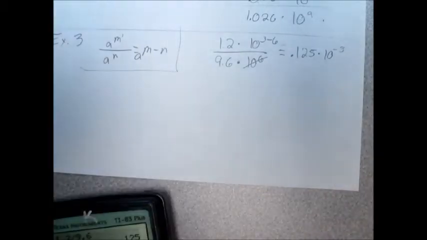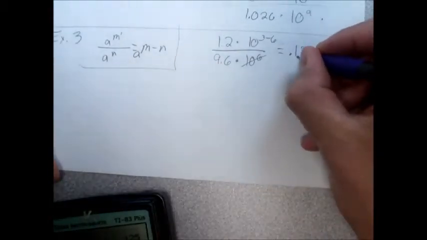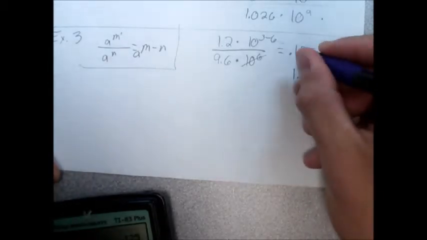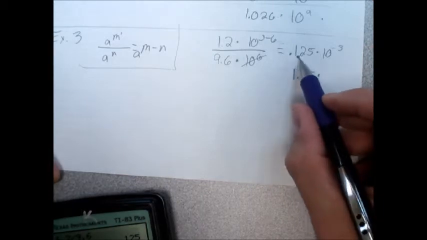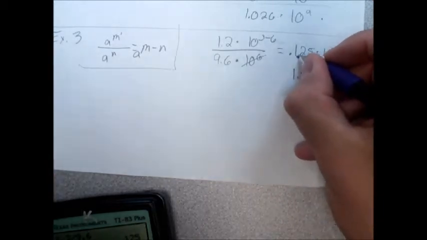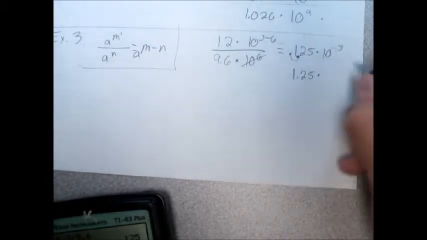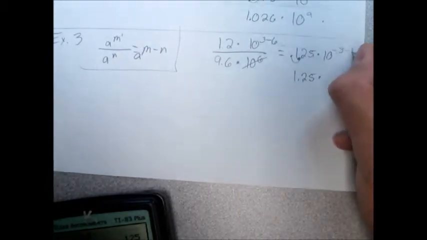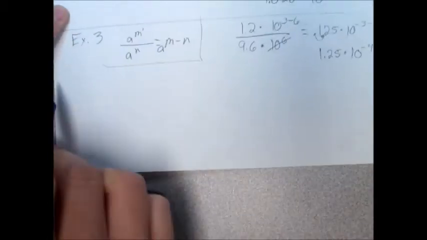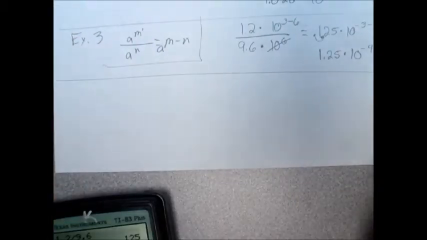That's not scientific notation. I need to move my decimal right here. So I'm going to go ahead and rewrite that 1.25. Now that that's in proper scientific notation, I need to adjust my base 10 to go back to what the original would have been, which would have been 1 left. So that's less 1. So it's 10 to the negative 4. Questions? We're going to combine all this in the next one. So, questions now?